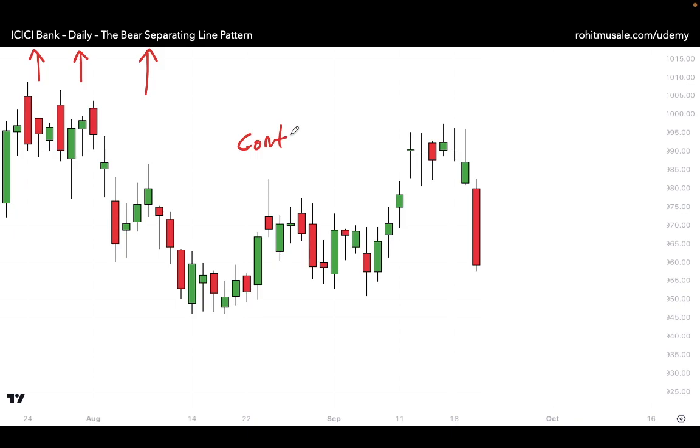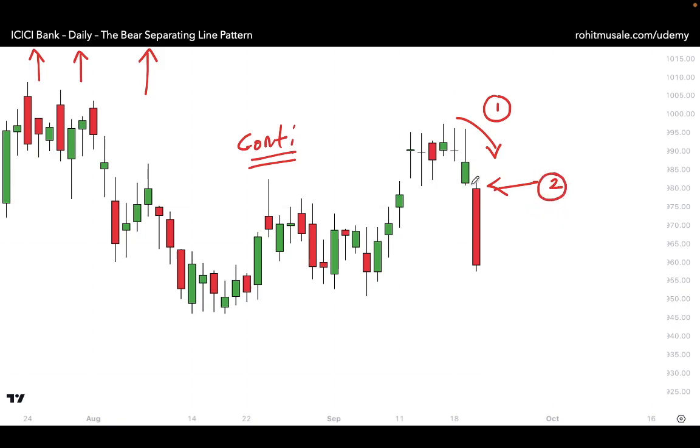Number one, it's a continuation pattern. So it should come after a downtrend. So that's point number one. Point number two, it's a two candle pattern and both the candles must have almost the same opening price.